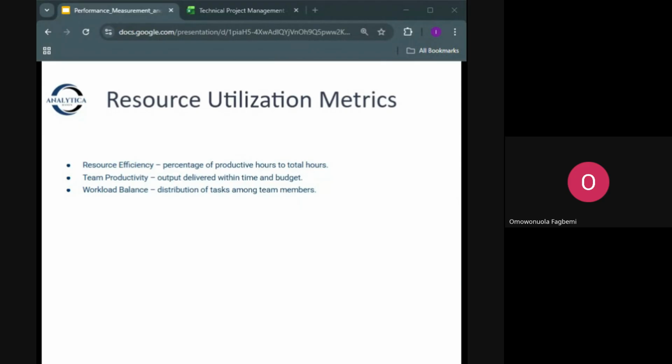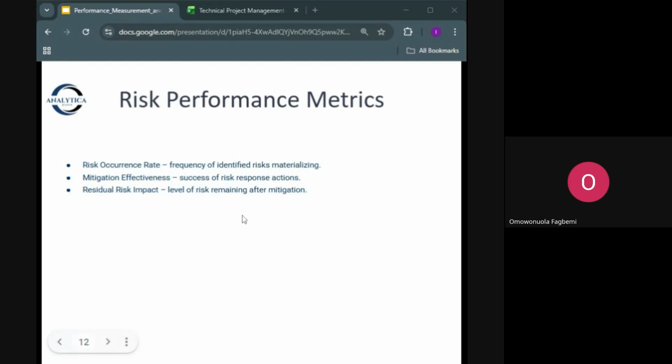So we also track workload balance. If one supervisor is managing 10 workers, and another only 2, the imbalance will definitely affect performance. So monitoring these metrics helps prevent burnout and wasted capacity. Okay. So in our next slide, we talk about risk performance metrics.